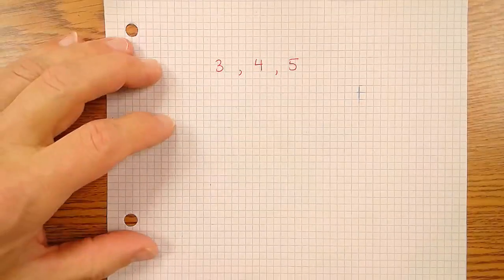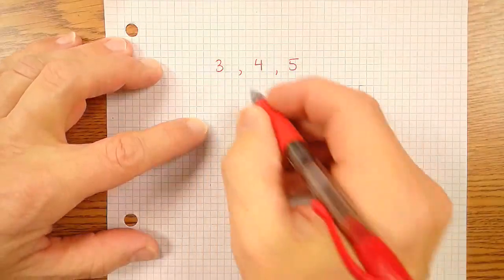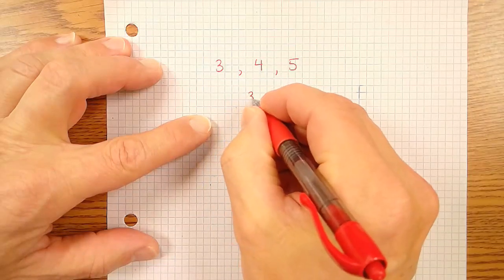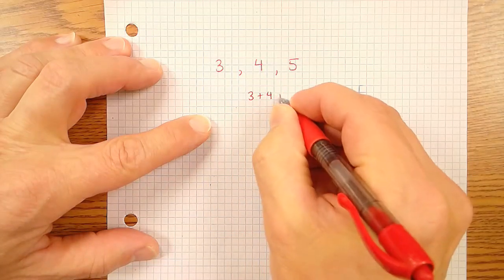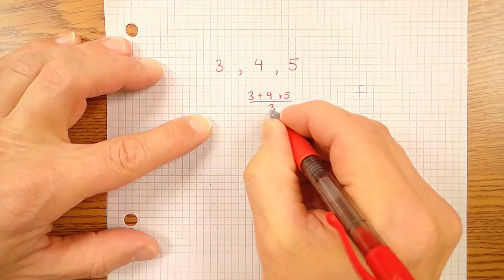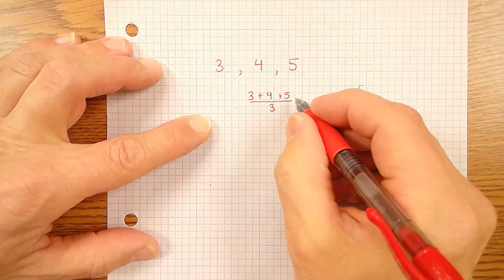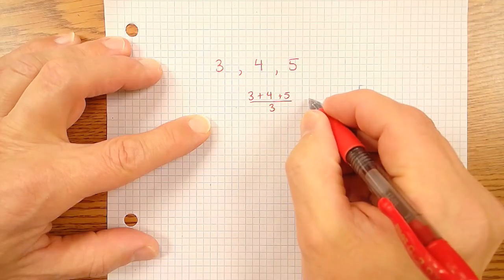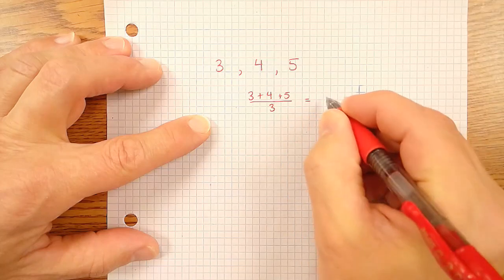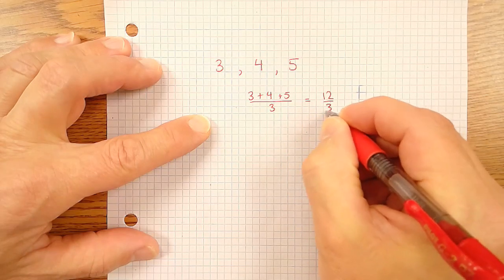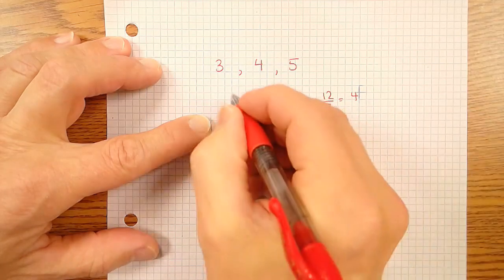Alright, so if you want to find the average value of a set of numbers, you know that you take the three numbers and you add them up. So we take 3 plus 4 plus 5, and we divide by how many numbers there were, which is 3. And this, of course, gives us 12 over 3, whose average is 4. So that's how we find the average.